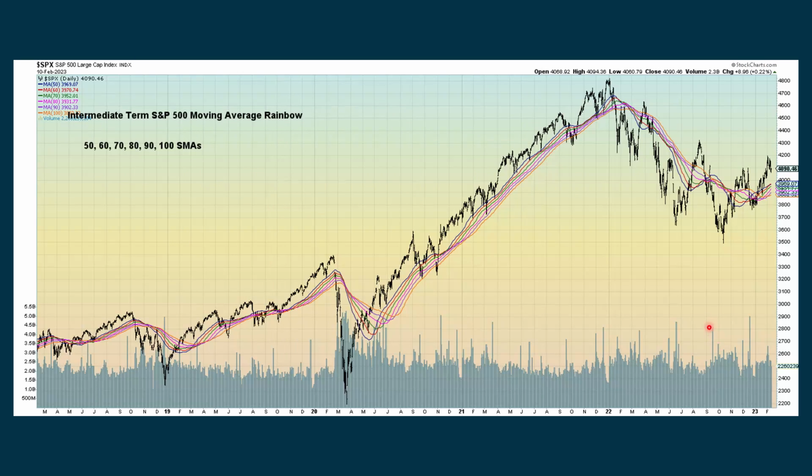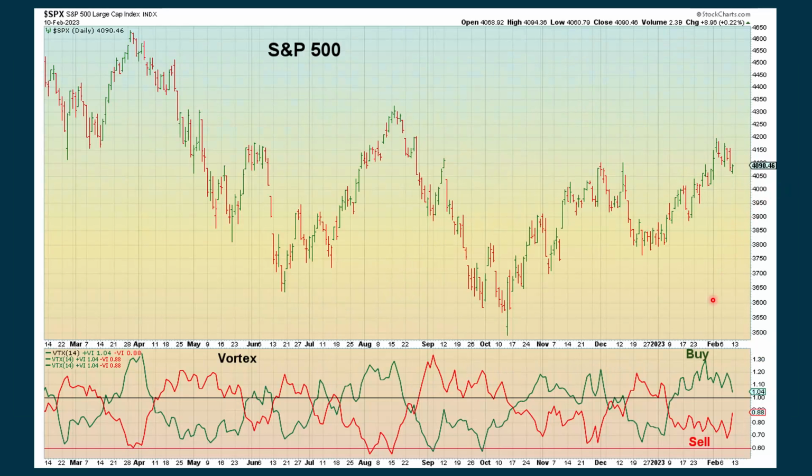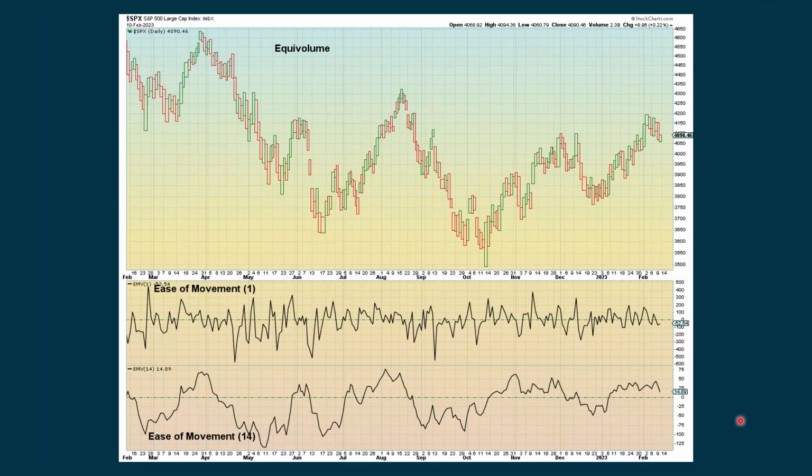Our intermediate term rainbow chart measures 50 through 100 period moving averages, and we're still above all of these moving averages, and the rainbow is starting to turn back up slightly. The vortex measures buying and selling. The green line is buying, and even though that's on top, it is declining. The sellers, which are on the bottom, continue to advance, but they're not crossing, at least yet.